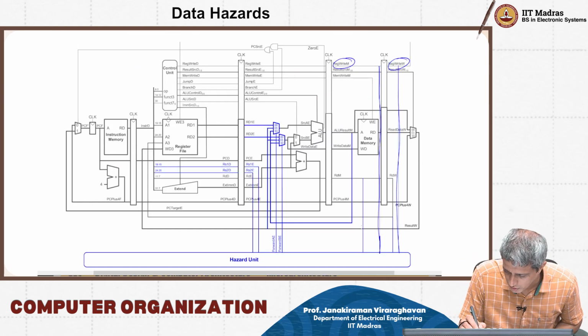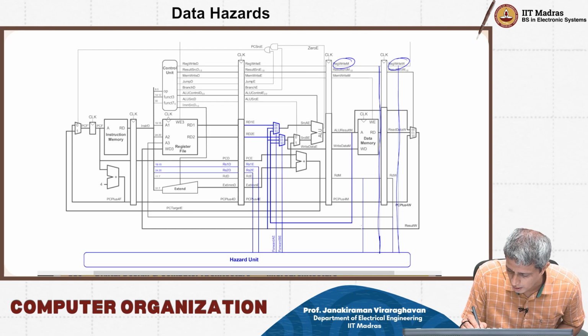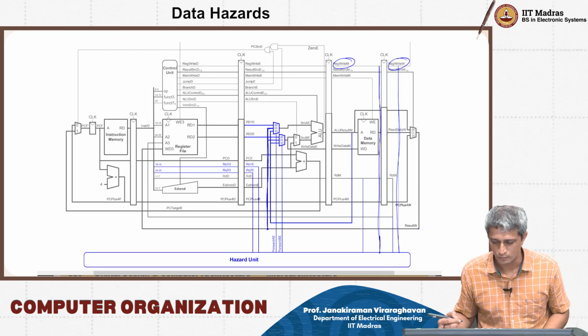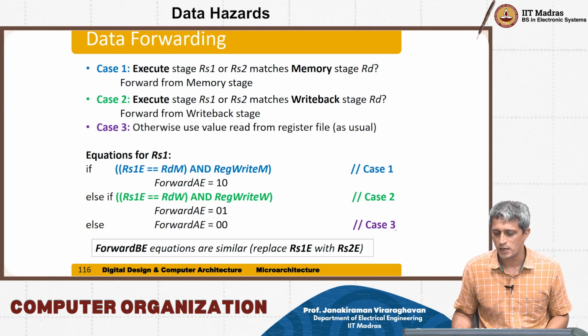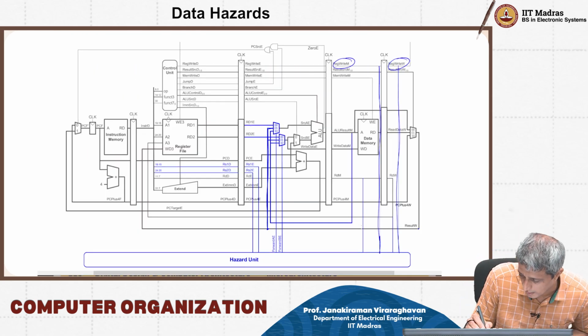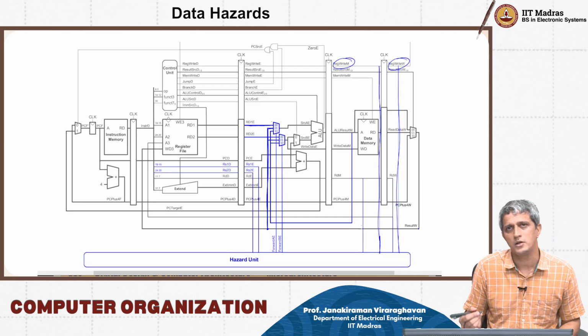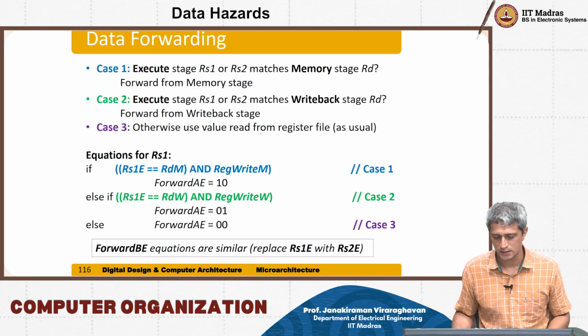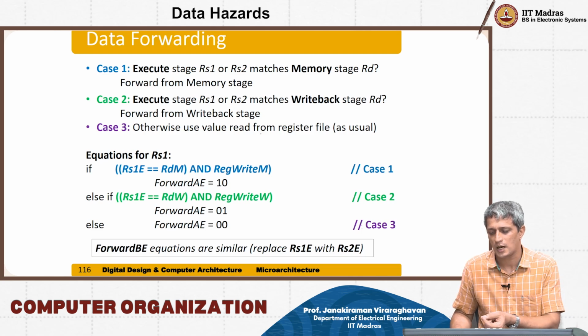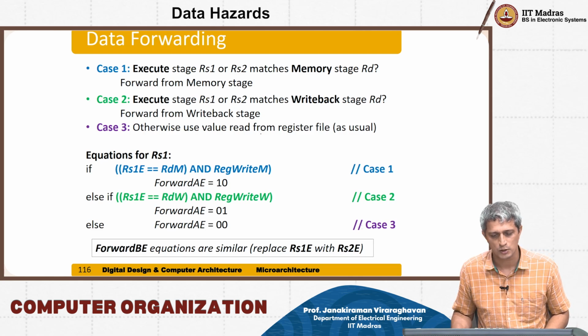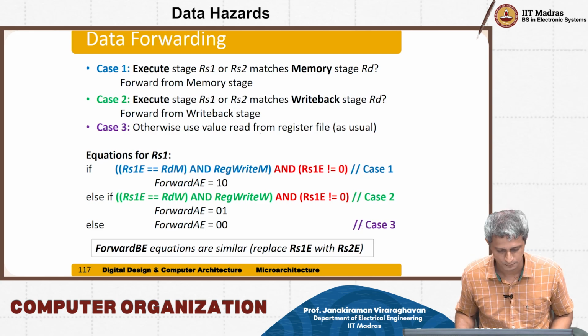So 0,1 is basically going to take this particular output, and that is going to get the ResultW. Okay, and else ForwardAE equals 0,0. If none of these are met, that means you are not trying to forward anything, you are just reading from the register as it is. The ForwardB equations are very similar, except that you have to replace RS1E with RS2E appropriately.